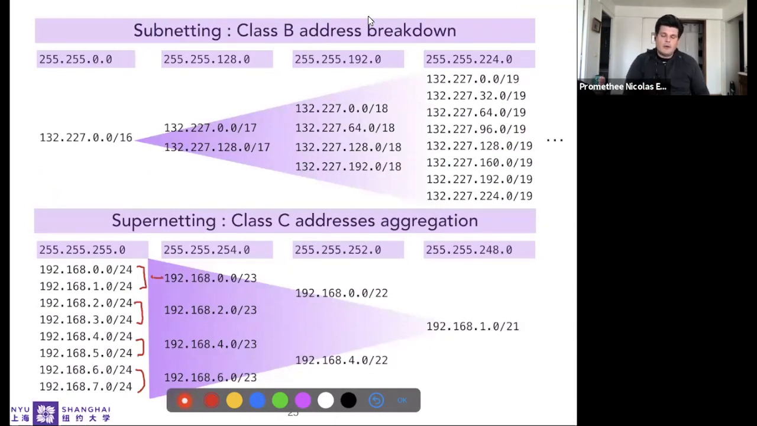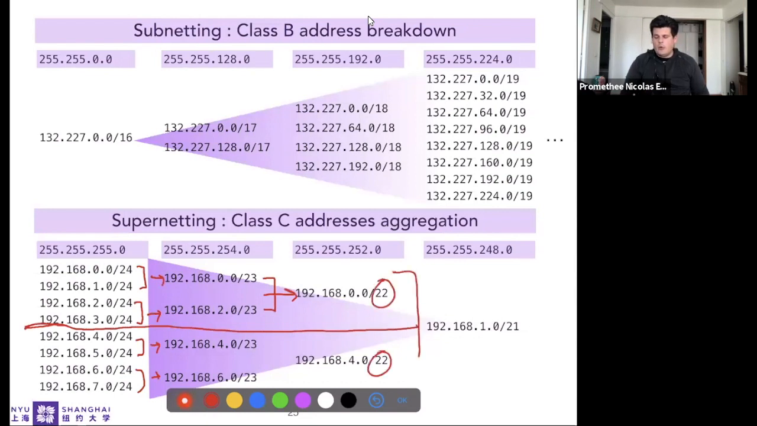The first level, I'm going to have a slash 23. Then if I aggregate four here, I have a slash 22. And if I aggregate them all, I have a slash 21. So you see, either you have multiple classes and you can aggregate them, or you have a class B and you can subdivide it in multiple subnets. Those two approaches are very popular.